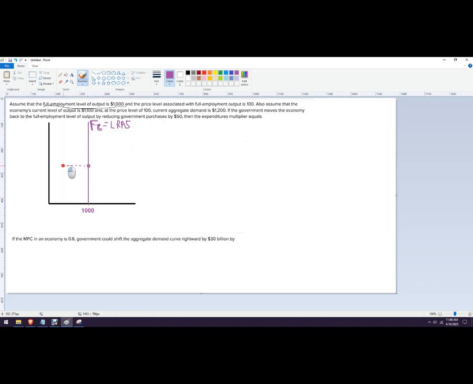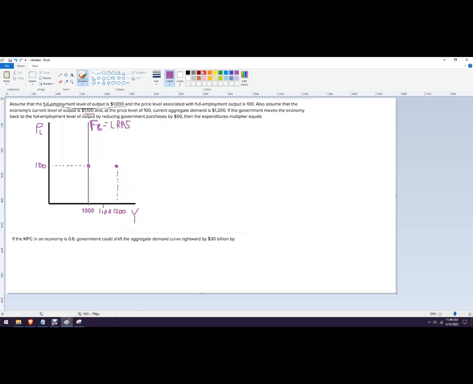So come on over here. This axis, we should label that. That's price level. This is real output here. I'm going to call it Y. This economy's current level is 1,100, so we're somewhere over here. That's where we're at currently. And at a price level of 100, there's this point right here. The aggregate demand is 1,200.